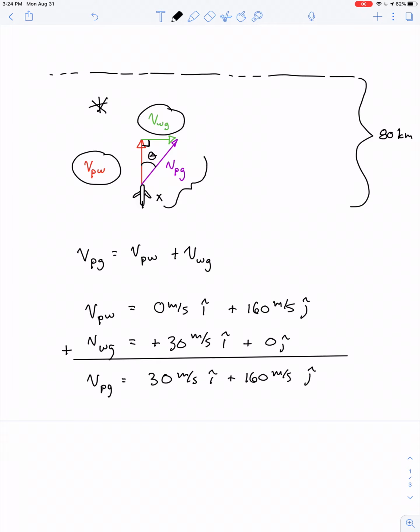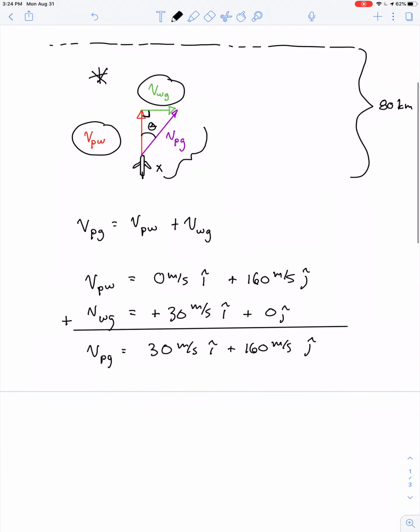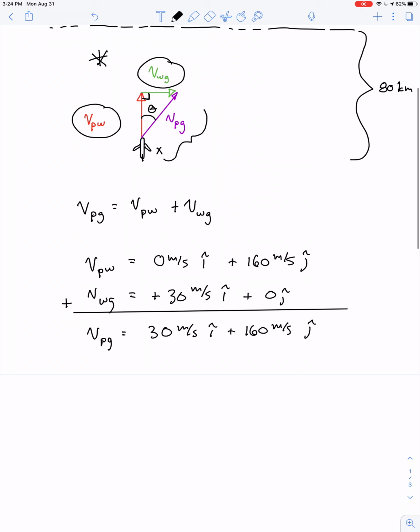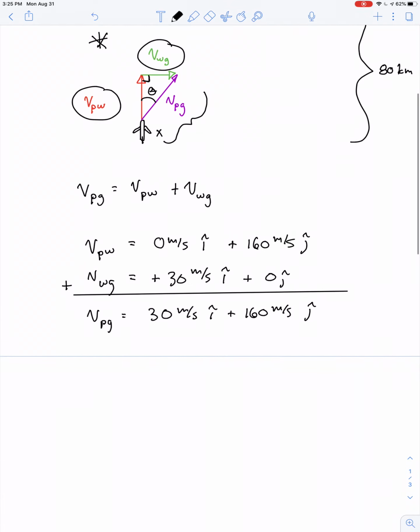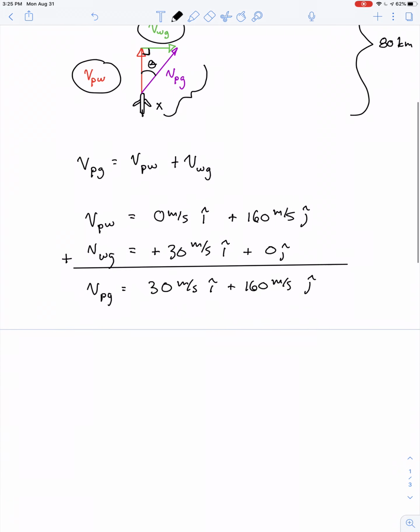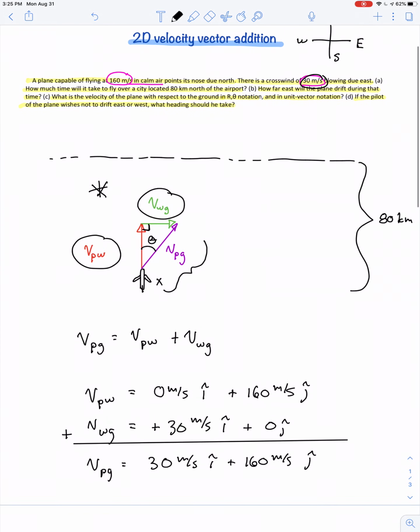So I think in our second example problem, we'll see how we can ask a slightly more challenging problem when right triangles are not formed by the addition of velocity vectors. Okay, we haven't really answered part A yet, have we? How much time will it take to fly over a city 80 kilometers to the north?